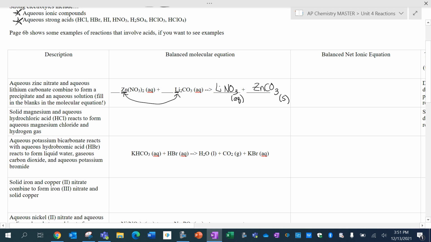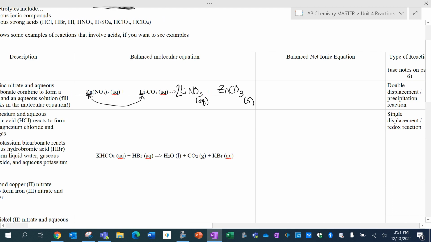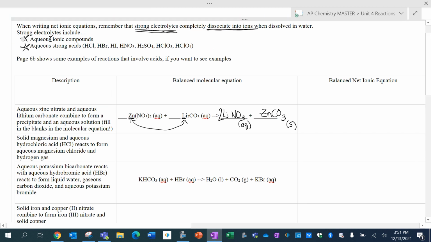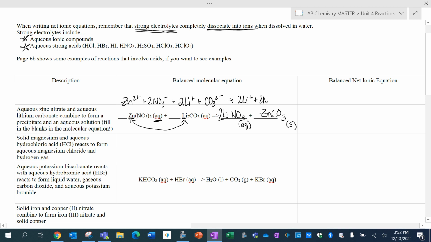And then to find the net ionic equation, first let me balance it. I need a 2 right here to balance it. To find the net ionic equation, I'm going to write out what we call the complete ionic equation first. I'm going to keep in mind that anything aqueous and ionic, or aqueous and a strong acid, is going to split into ions. Since this one is aqueous and an ionic compound, it's going to split apart into its composite ions. That's what it does when it's in water. That's what ionic compounds do. They split apart into ions when they dissolve in water. So all my aqueous ones are going to ionize.